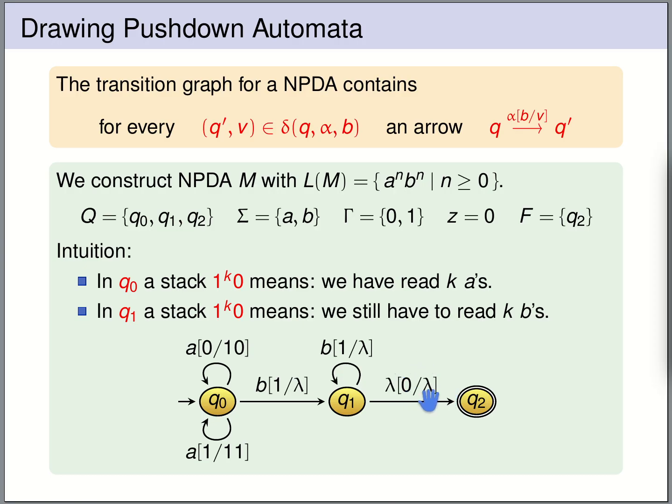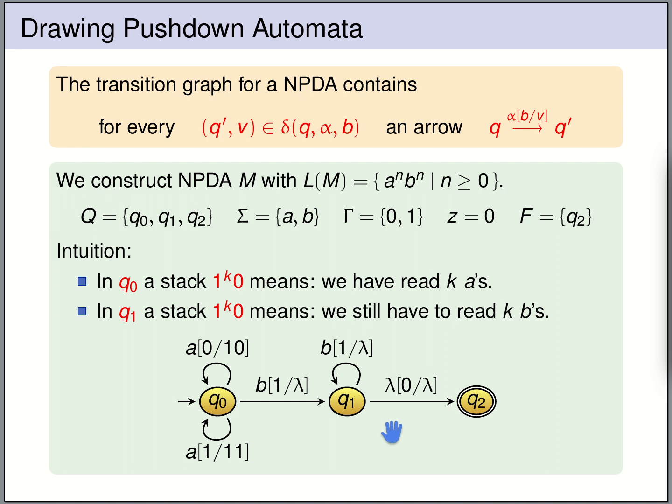This is not so important because we don't have a condition on the shape of the stack at the acceptance. So we could also leave the 0 on the stack at this point. It wouldn't change the language of the automaton. But anyway, we remove the 0 here and we are almost done.